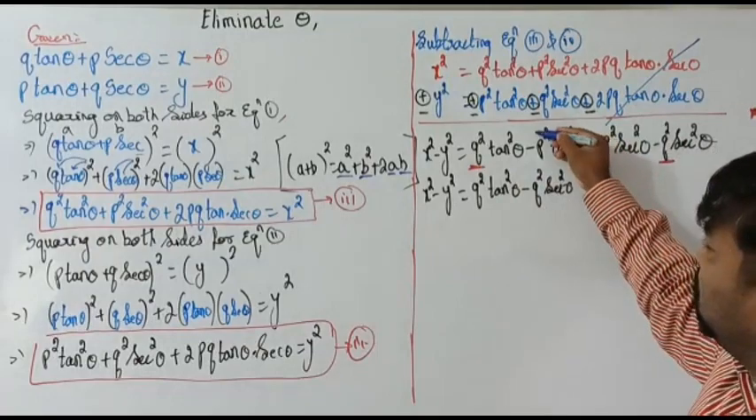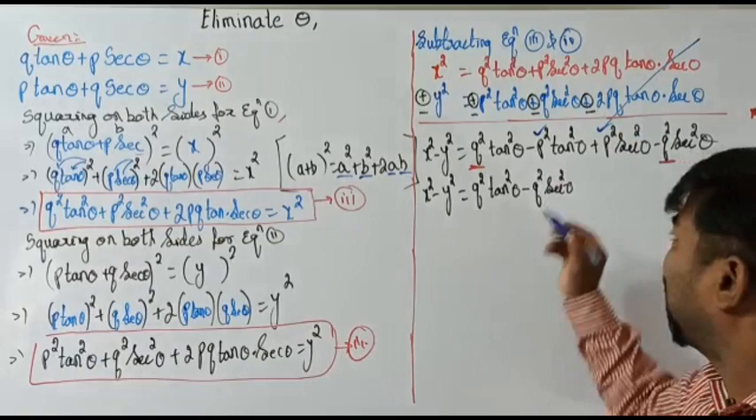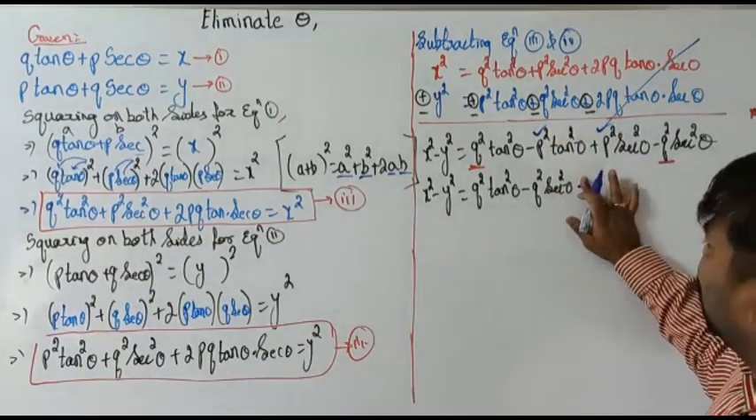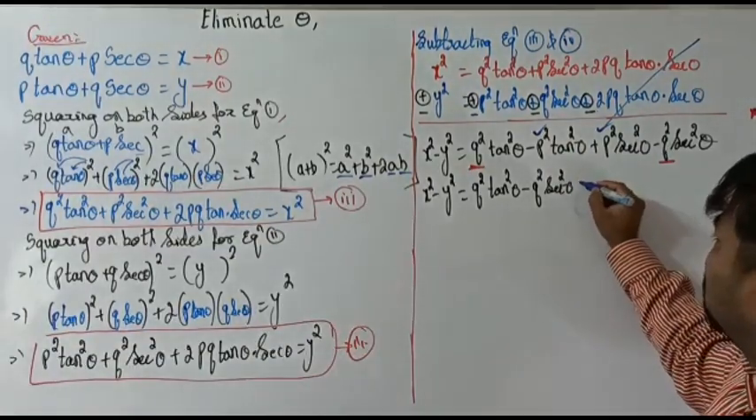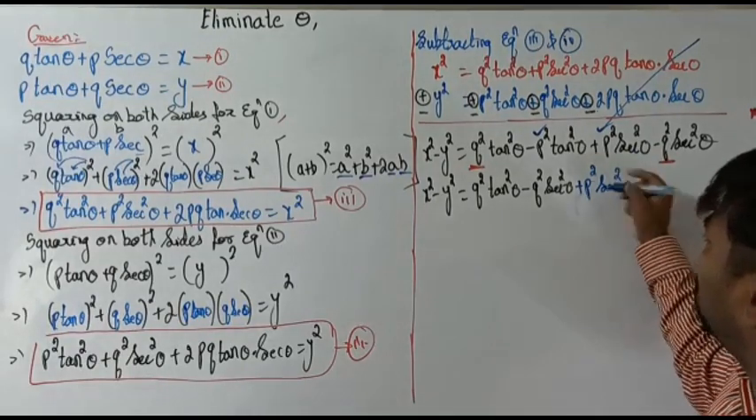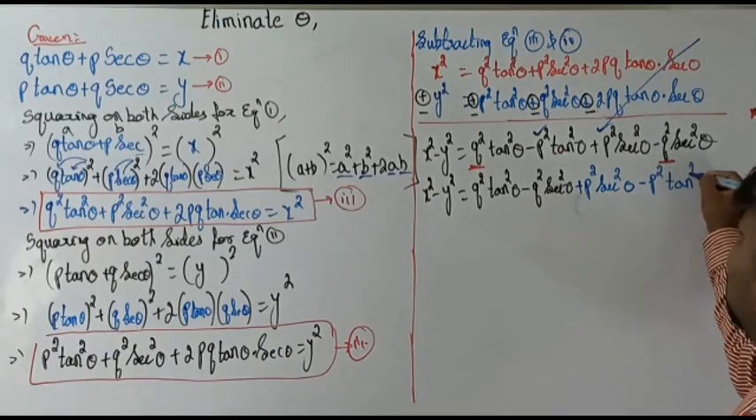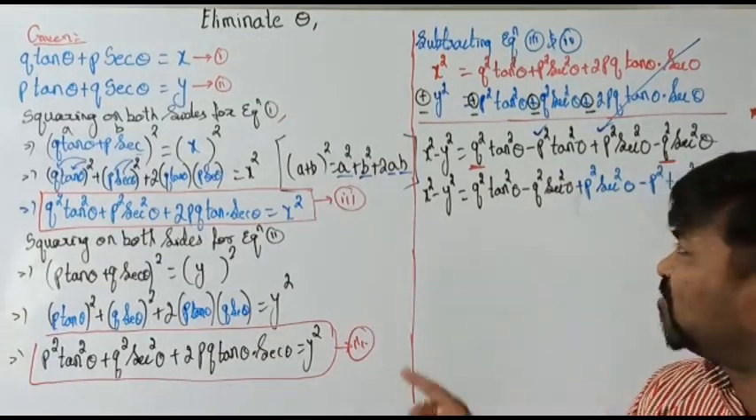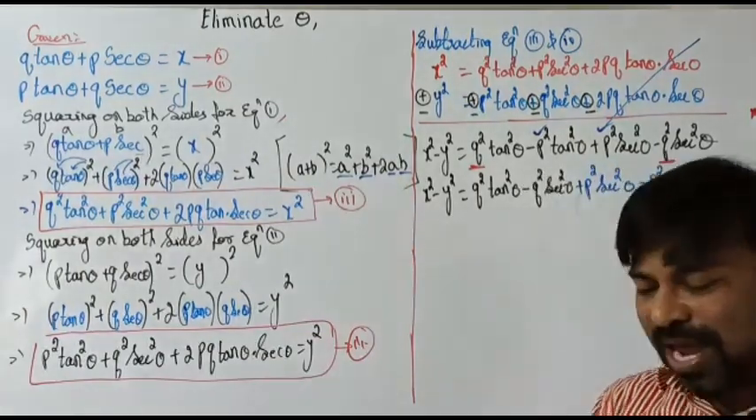Now p square and p square, those two I like to keep at one place, just beside. Let me place this one first. That is plus p square secant square theta. What is next? Minus p square tan square theta. I think you got an idea. Why did I place that? Because we are having the formula secant square theta minus tan square theta. That is the formula I'm planning to use.